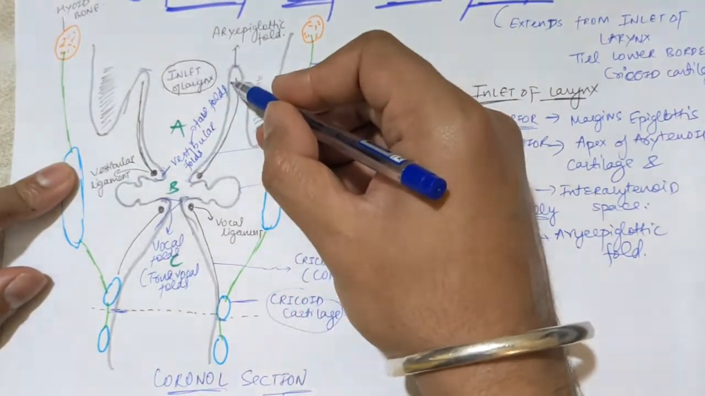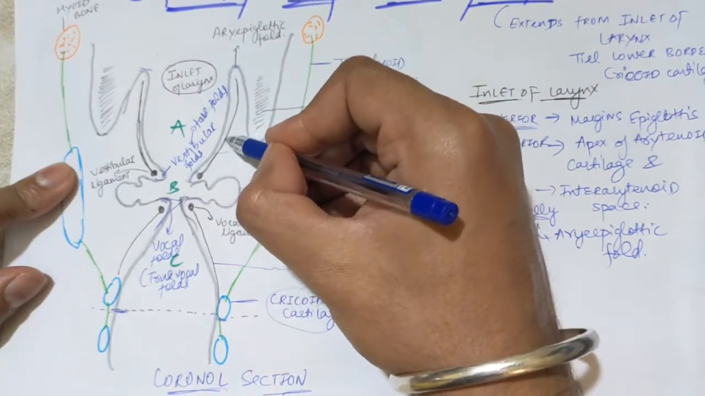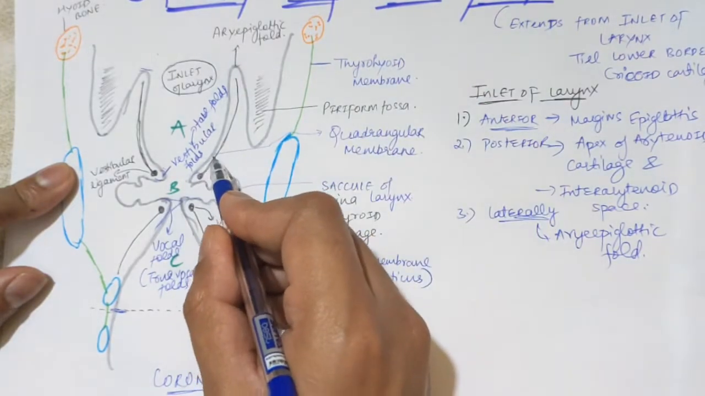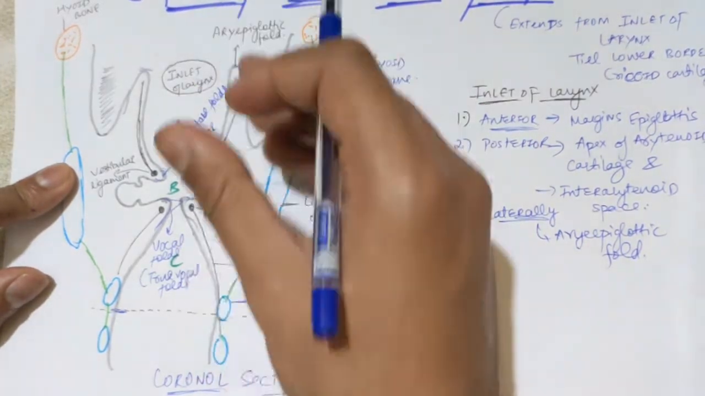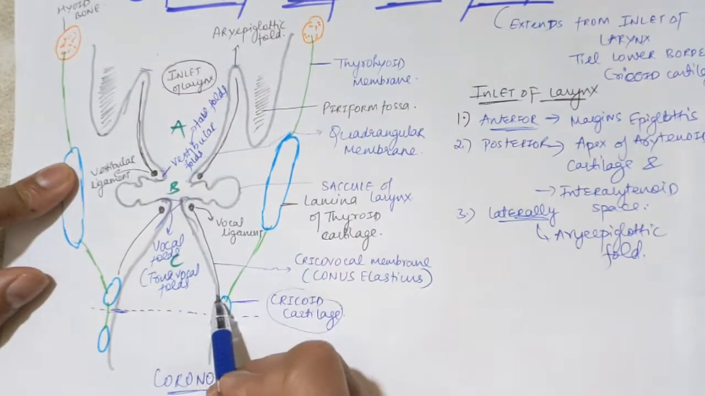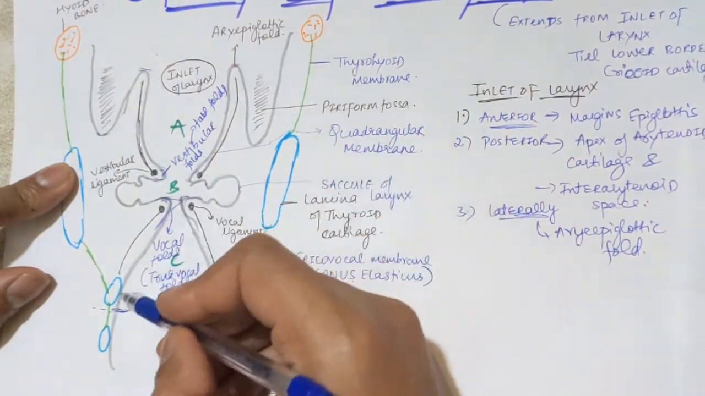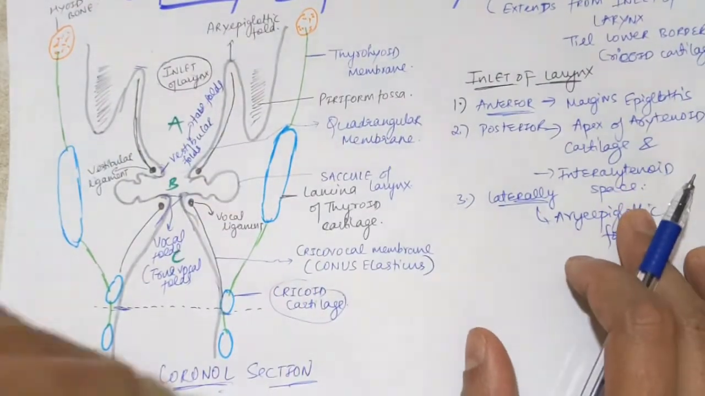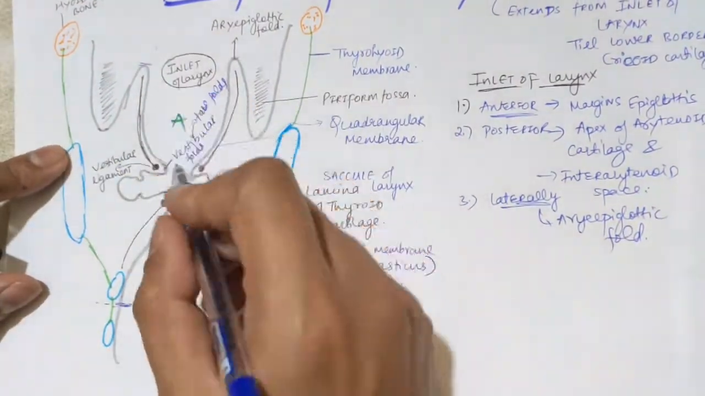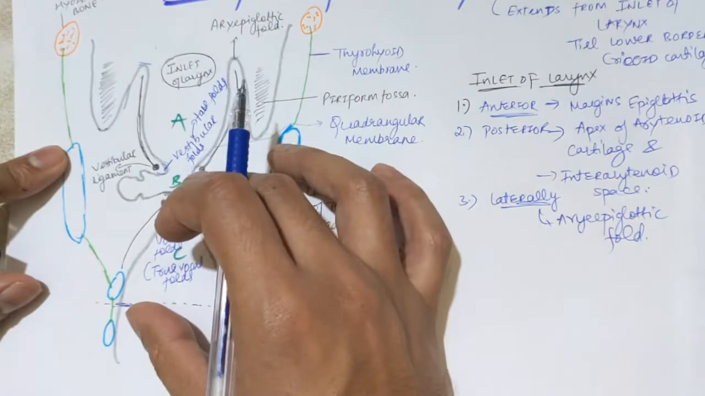From above, this quadrangular membrane is coming here, this black one, and it is also contributing in the formation of this cavity of larynx. Below there is the cricovocal membrane, that is the conus elasticus, this black one. We will see that further. So these are the basics, because these two pairs of folds are forming the cavity of larynx.